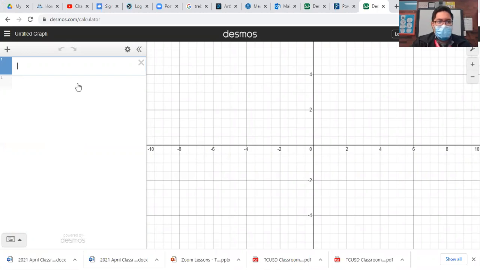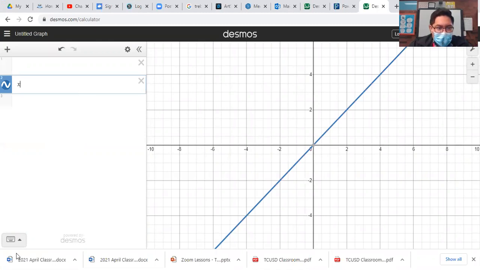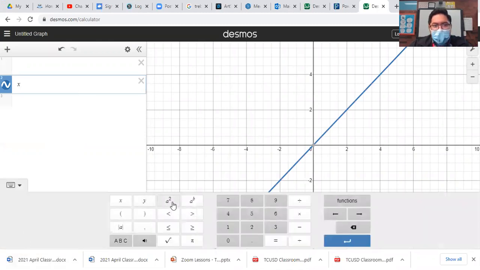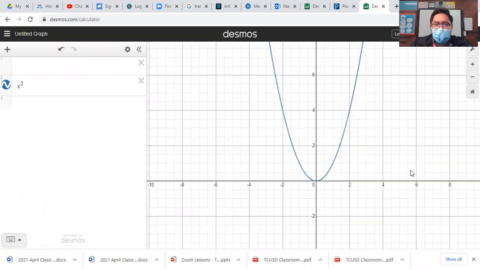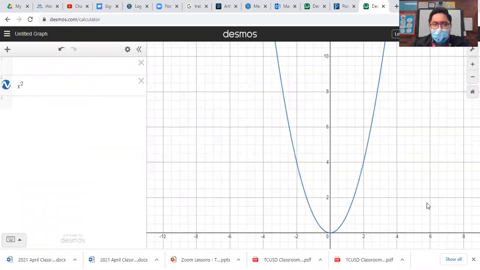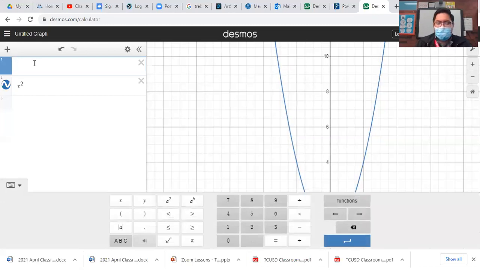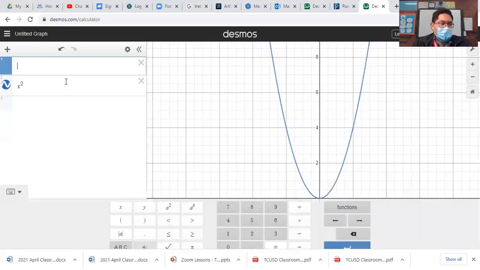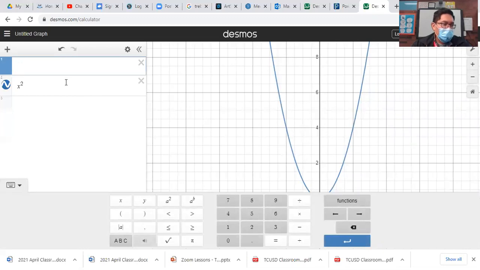So let's start off with the parent function. The parent function is x, and I'm going to push this little keyboard button here, x squared. And there's the most basic way that you could have a parabola, a quadratic. That's again, the most basic way you can graph it. That's why we call it the parent function, because everything else is going to change just a little bit. Now I'm going to put in number 1, so that's going to be x squared plus 9. X squared plus, and as I push 9, watch what happens.